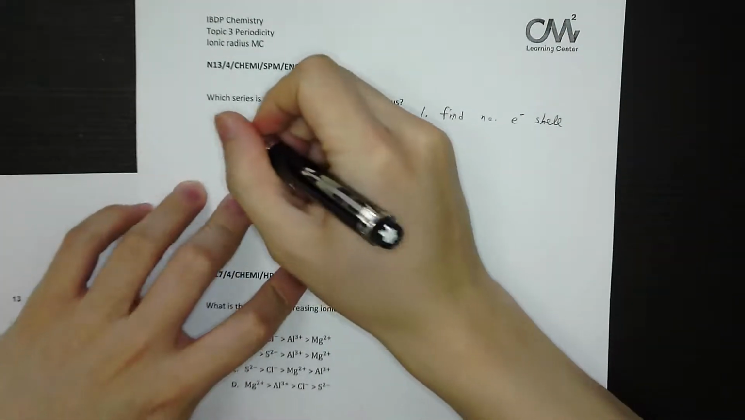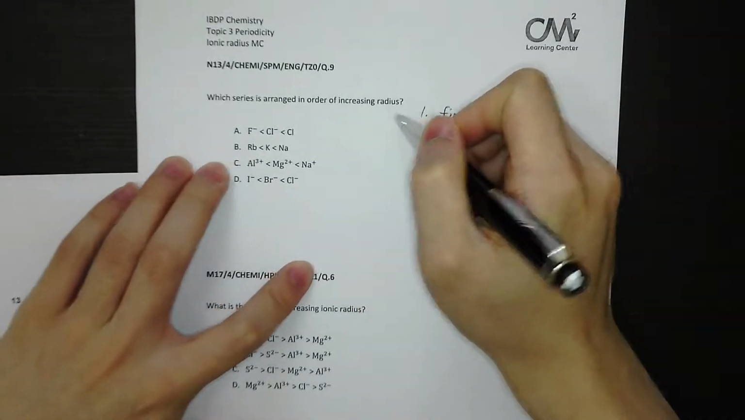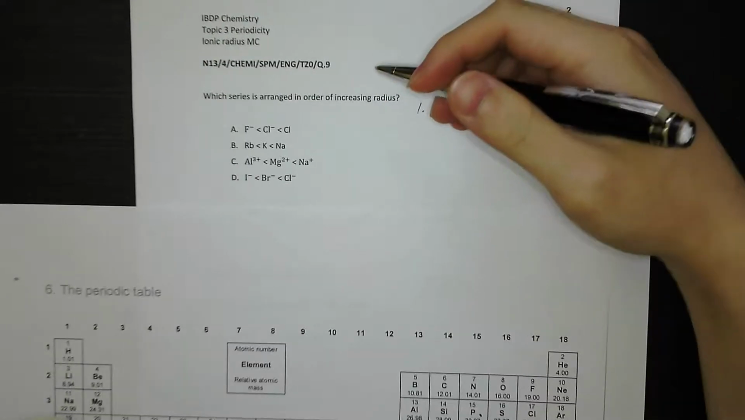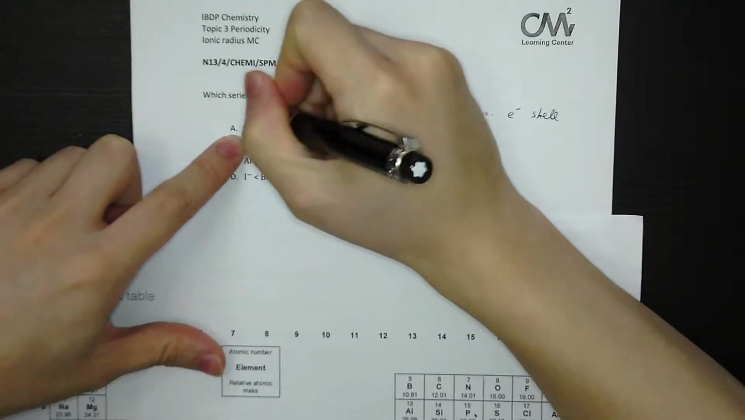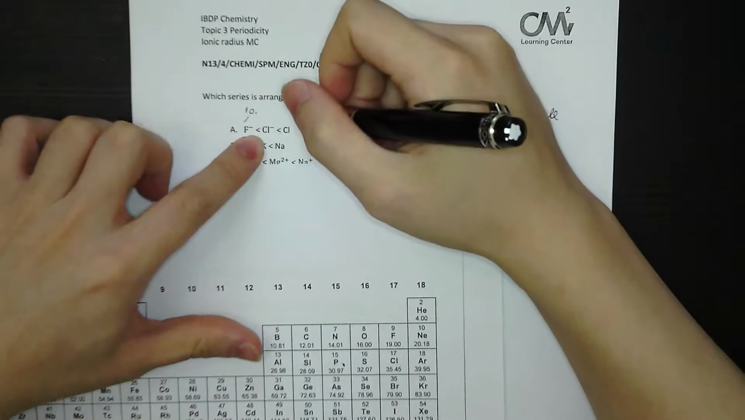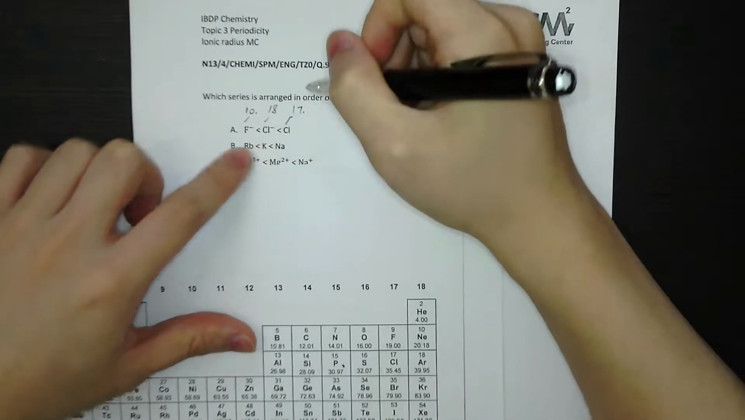So this question: which series is arranged in order of increasing radius from small to big? First of all, let's compare the number of electrons or number of electron shells for each species. Fluoride ion has 10 electrons, right? It gains 1 electron from the fluorine atom. And chloride ion has 18 electrons, and chlorine has 17 electrons.